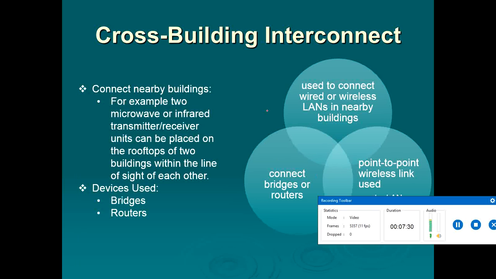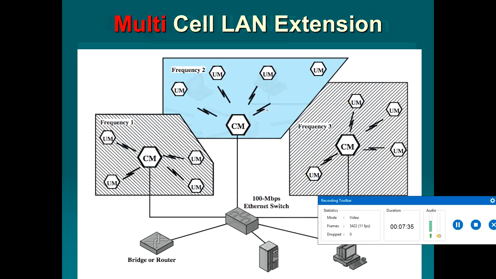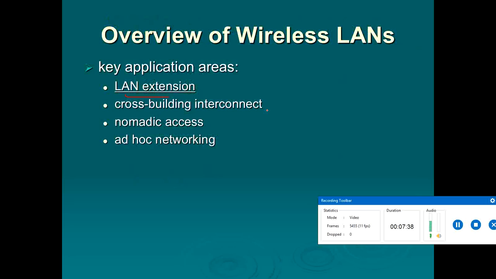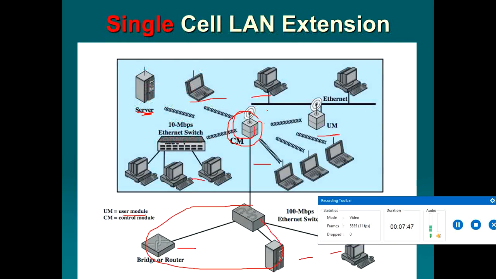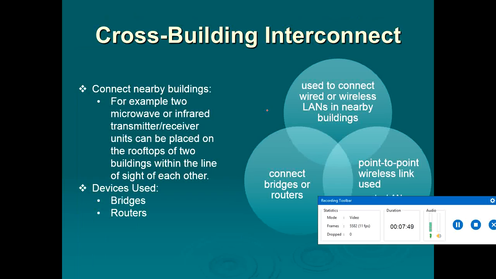Alright, now going ahead, the second use of the wireless LAN. If I go back, we are talking about the uses. The first use that we talked about is the LAN extension, in which we talked about single cell wireless LAN and multiple cell wireless LANs. Now the next use is cross building interconnect. Another use of wireless LAN technology is to connect LANs in nearby buildings. Maybe they are wired or they are wireless LANs. They are connected by using bridges and routers.